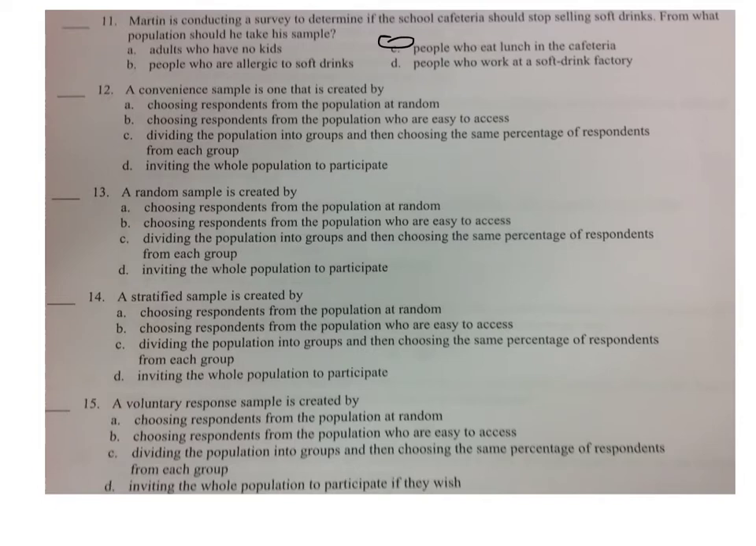A convenience sample. A convenience sample is one that's created by what? A, choosing respondents from the population at random. B, choosing respondents from the population who are easy to access. C, dividing the population into groups and then choosing the same percentage of respondents from each group. Or D, inviting the whole population to participate. What would a convenience sample be? A, B, C, or D?